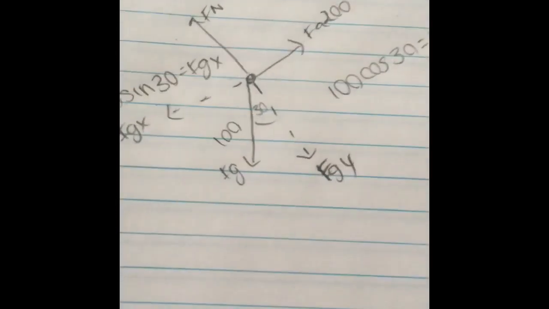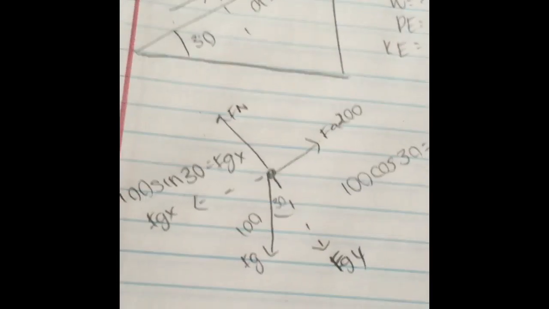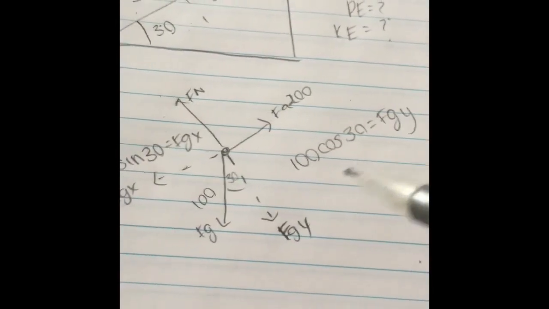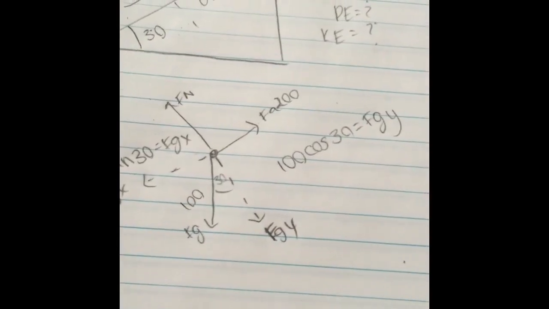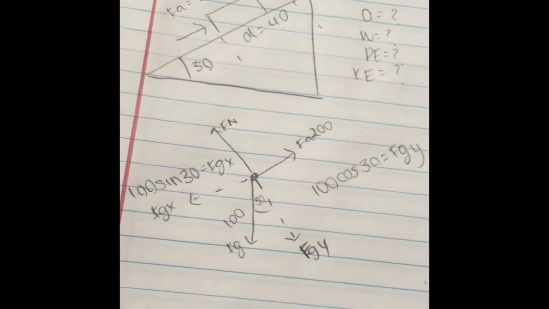I already drew my force diagram, and it has to be tilted since it's on an incline. So in order to find FGY, we need to do 100 cos of 30. 100 cos of 30 equals 86. 100 sine of 30 equals 50.